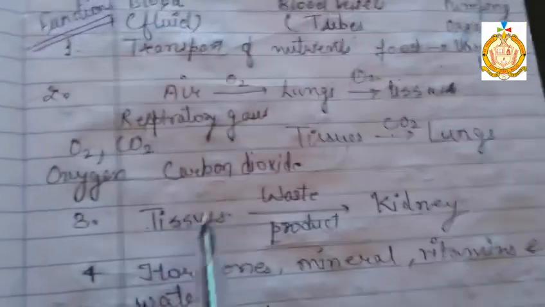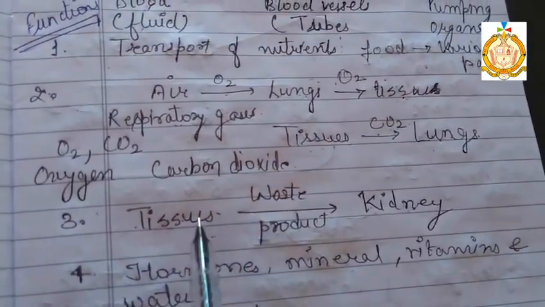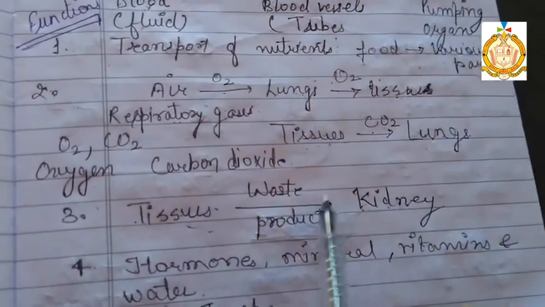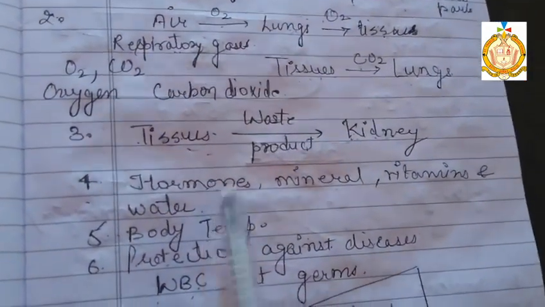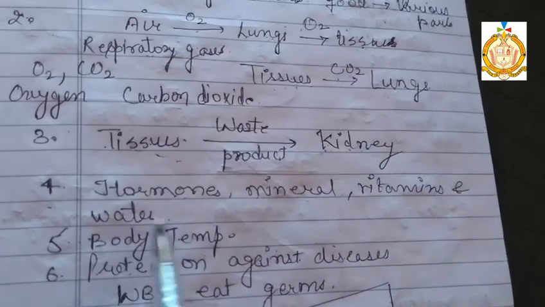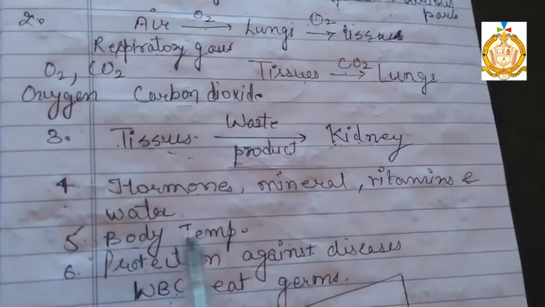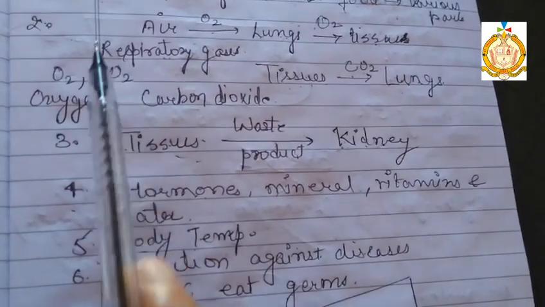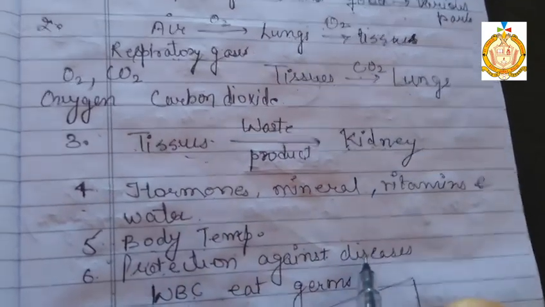Third, it transports waste products. It transports waste products from tissues to the kidney, and the kidney stores this waste product. The fourth function is that it transports hormones, minerals, vitamins, and water content. Next, it regulates the body temperature. And the last function of blood is that it protects us from disease.